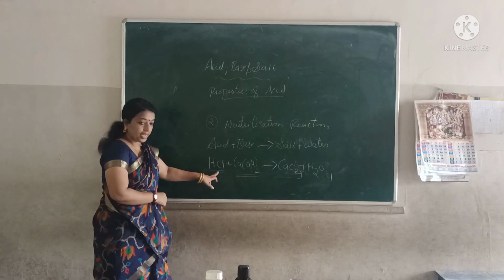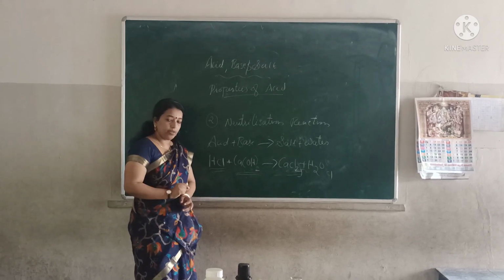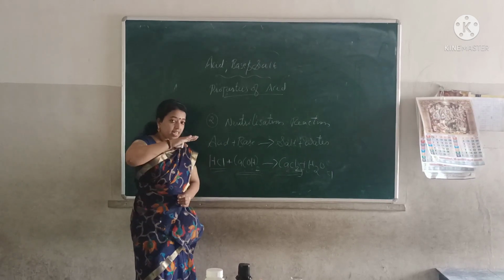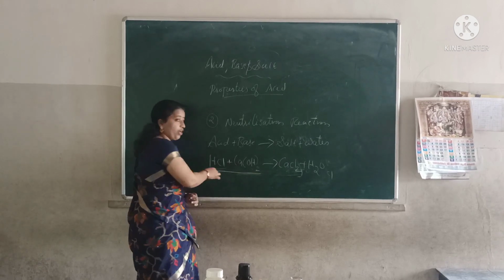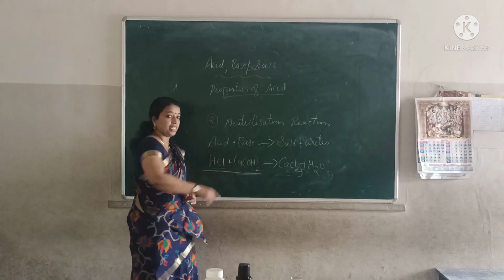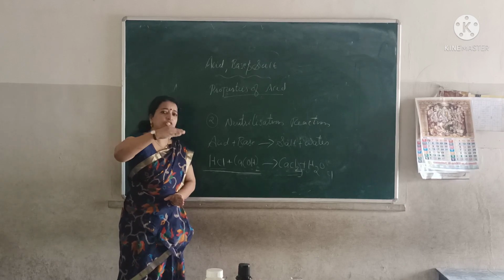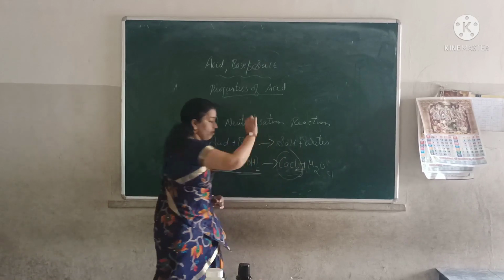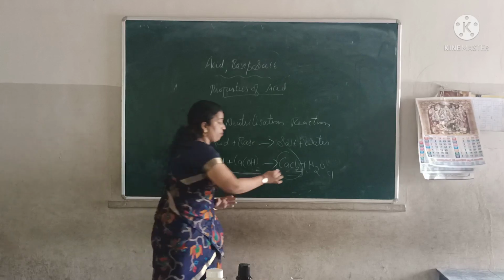I have taken HCl, I poured some methyl orange, it turns reddish. When I pour a base into that mixture again, the redness is reducing. Why? Because neutralization is going on. An acid and a base are reacting with each other. That is called neutralization. That's why the redness of the mixture is reducing. Why? Because they are forming the salt. Which salt is forming here? Calcium chloride.